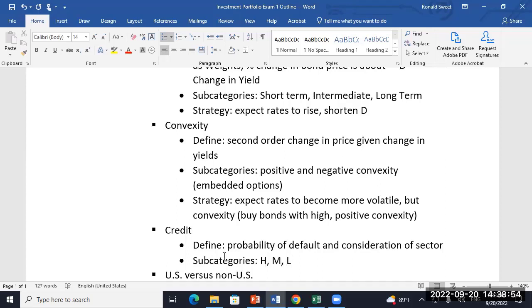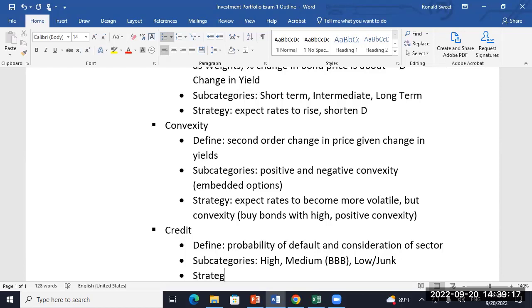What are the three categories here? High quality, medium quality, low or junk. And medium quality is essentially the triple Bs. High quality is AAA, AA, single A, medium quality, triple B, low junk bonds, that's double B and below.